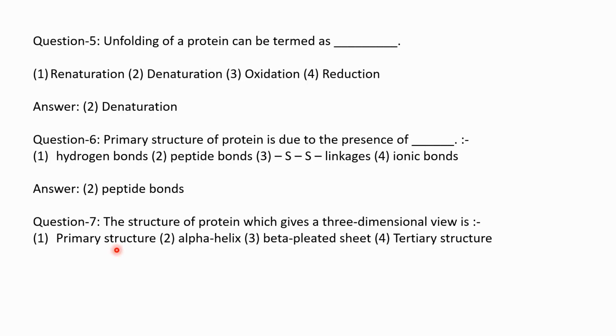While option number 4, the tertiary structure, is the one in which there is a bending in the polypeptide chain, an arrangement of the polypeptide chain in a particular conformation, giving it a three-dimensional view and imparting functional properties. Therefore, the structure of the protein which gives a three-dimensional view is the tertiary structure, and most proteins are functional in their tertiary structure form.